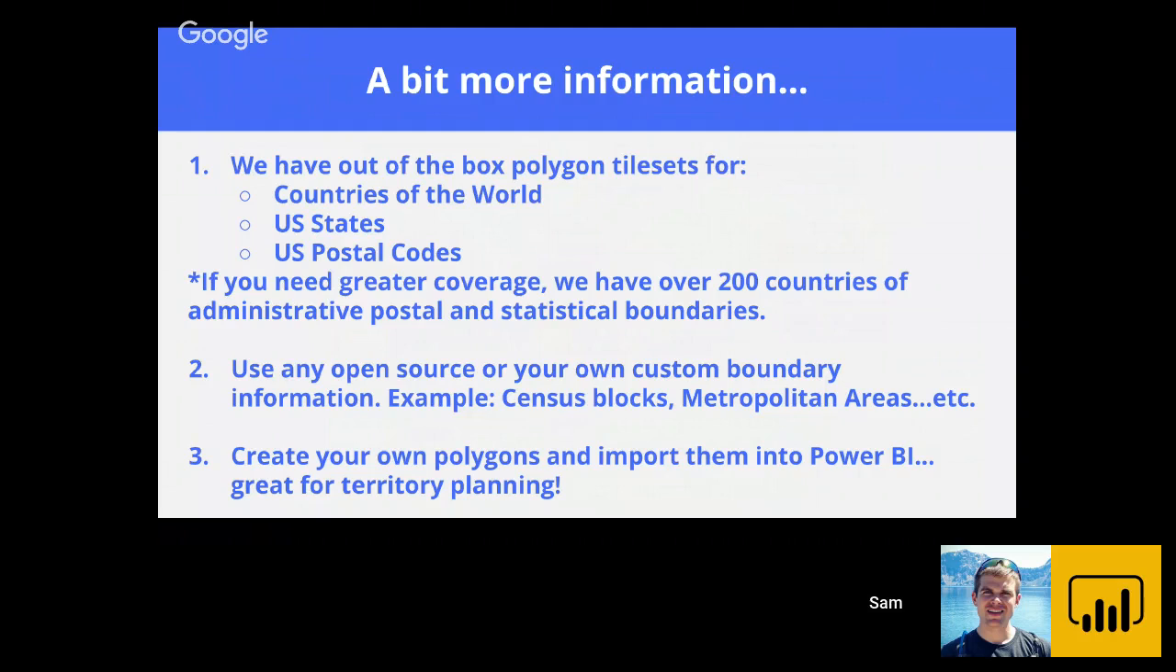Mapbox really provides you the flexibility to design your own polygon regions, and whether you're creating those yourself or using an open source data collection from the internet, Mapbox makes it really easy to visualize that data inside of Power BI. So I touched on this a little bit before, but in the Mapbox plugin on Power BI, we have 3 standardized boundaries that you can use: countries of the world, US states, and US postal codes.